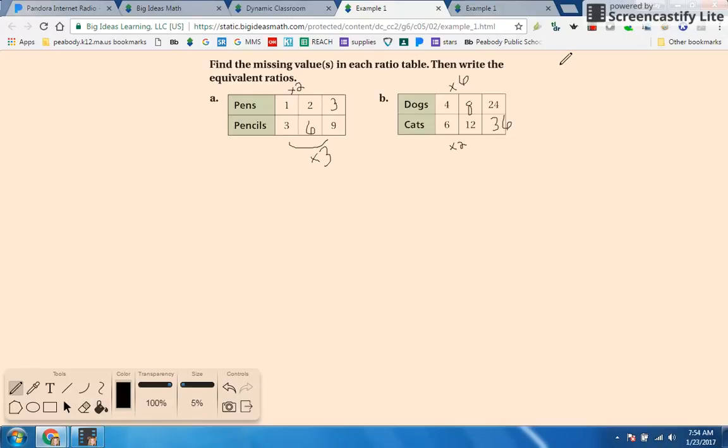So those are my equivalent ratios. They all mean the same amount. You can write them as equivalent ratios. You can write all of them as fractions with the word "to" or with a colon.